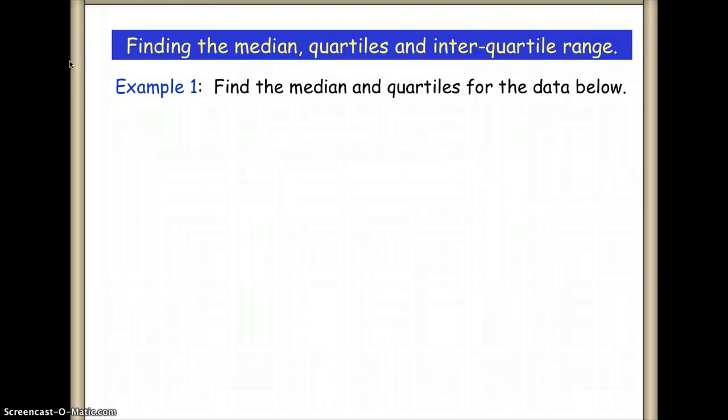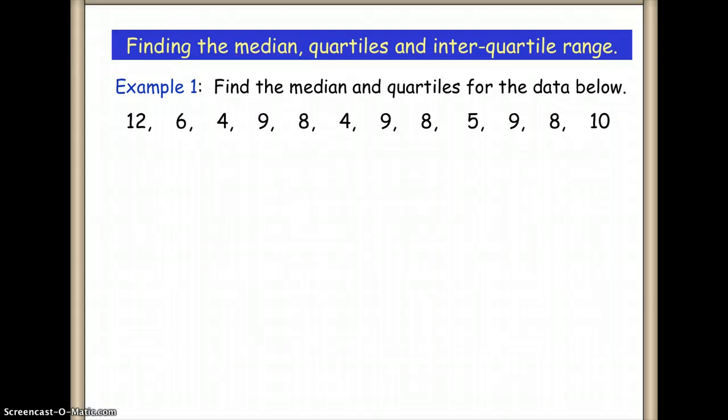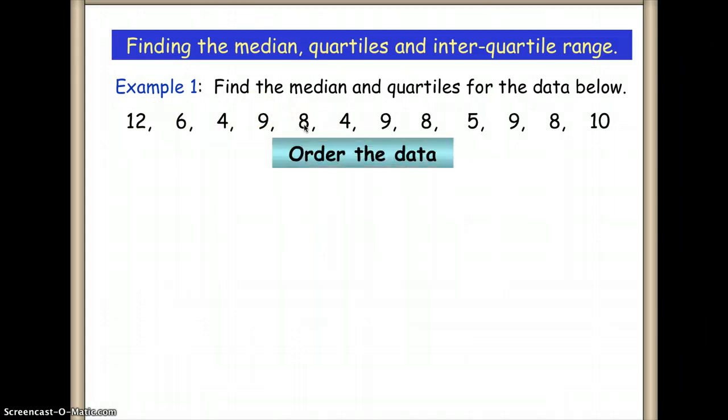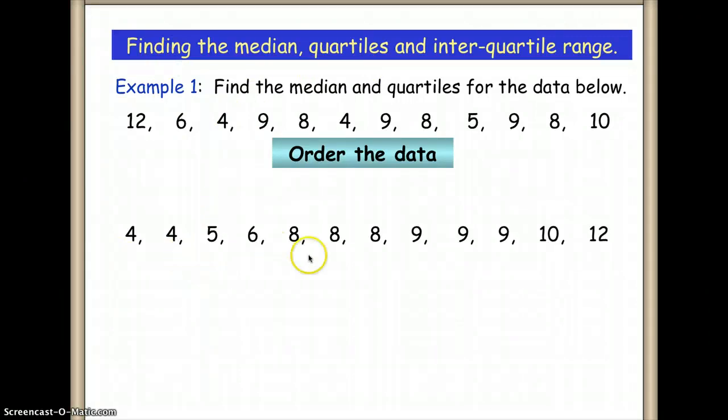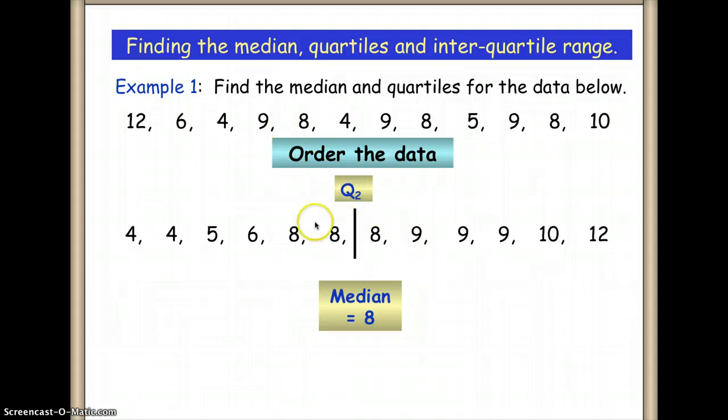Example: find the median and quartiles for the given data. So you're given here a set of data items. To get the median, quartiles and interquartile range, you need to order this data, from lowest to greatest, or from smallest to highest. Now you have it ordered. To get the median, which represents quartile 2, we start by counting the number of data items: 1, 2, 3, 4, 5, 6, 7, 8, 9, 10, 11, 12.